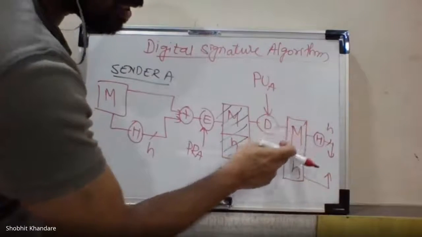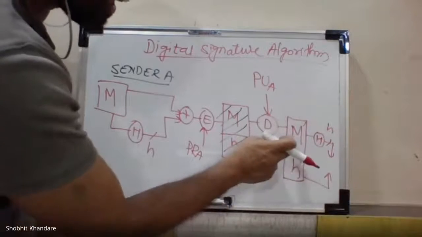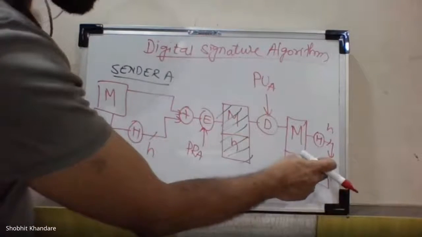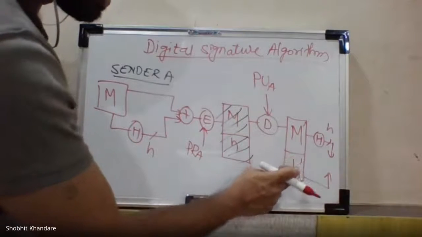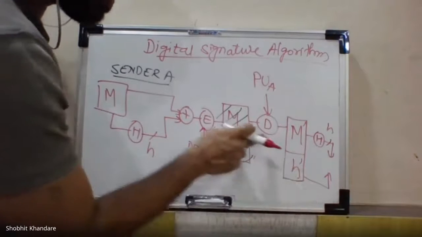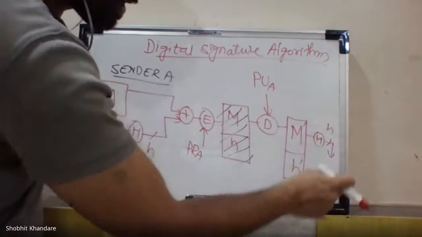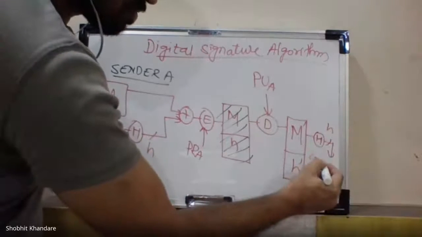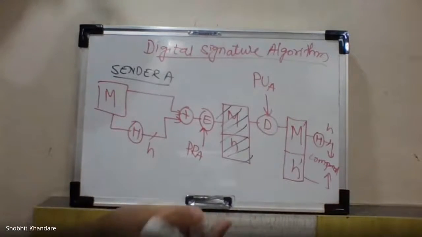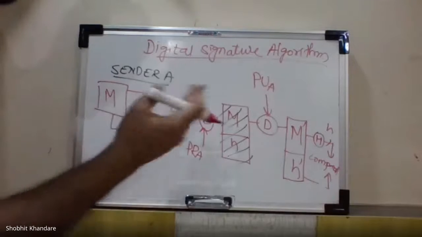M dash implies the received message. I do not know whether this M dash is equal to this M, unless and until I compare. And this H dash is the received hash code after the decryption. So this H and H dash are compared. If the comparison is the same, the message received, that is M dash, is equal to M, which we have already seen.